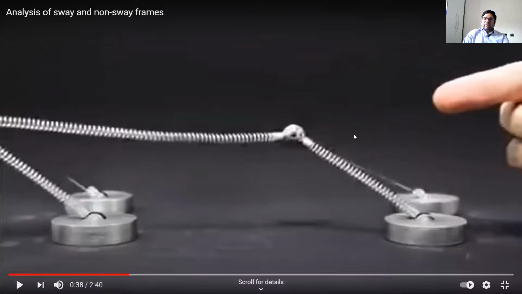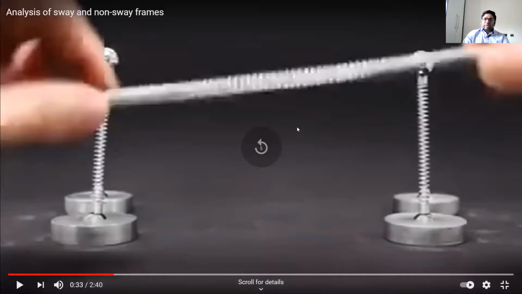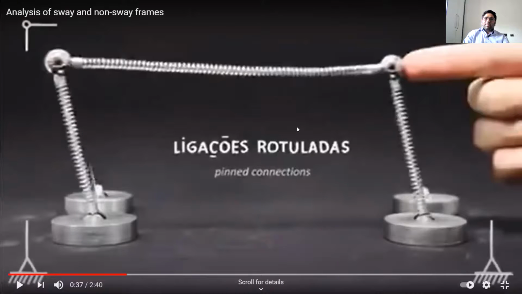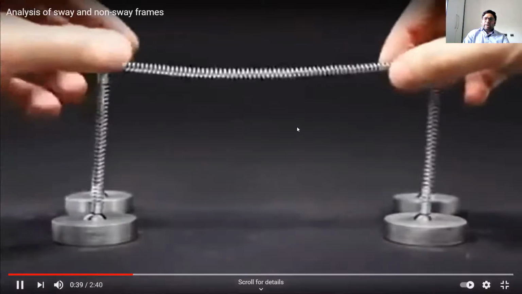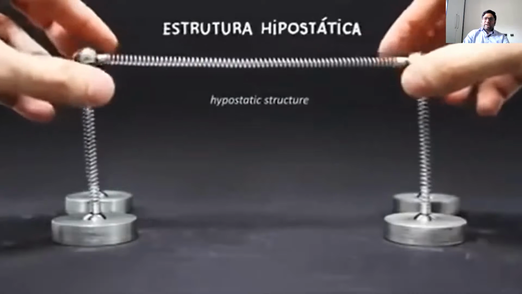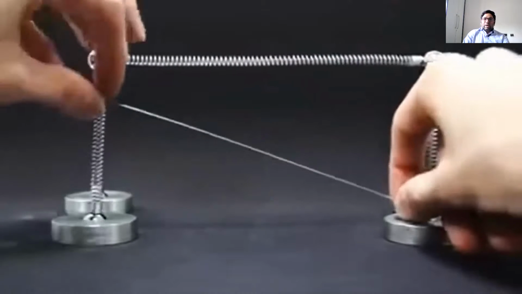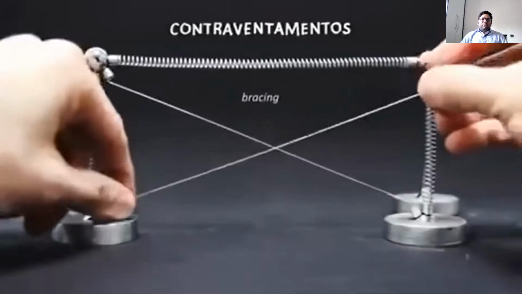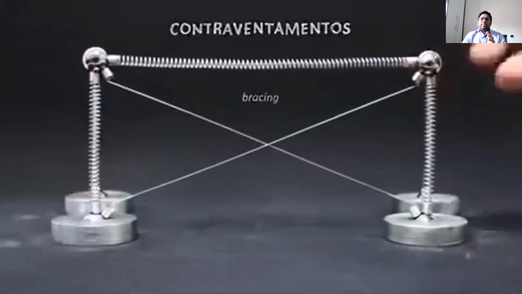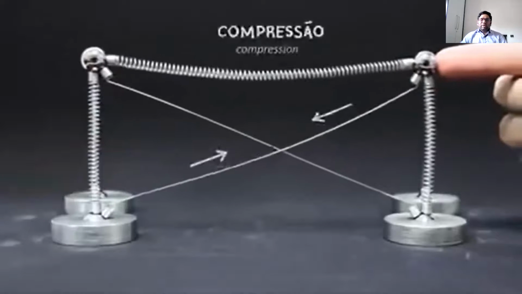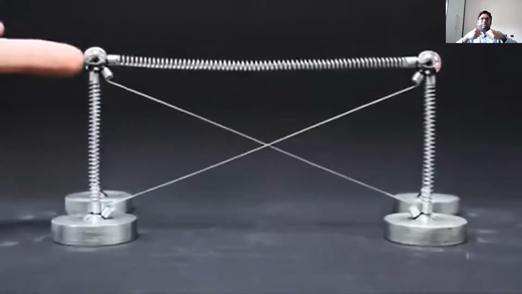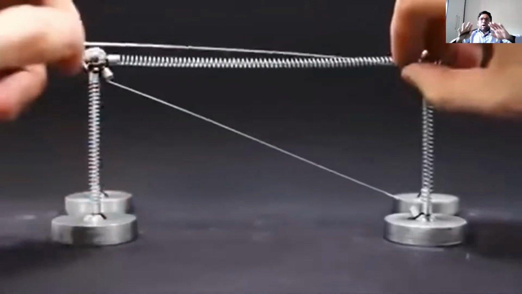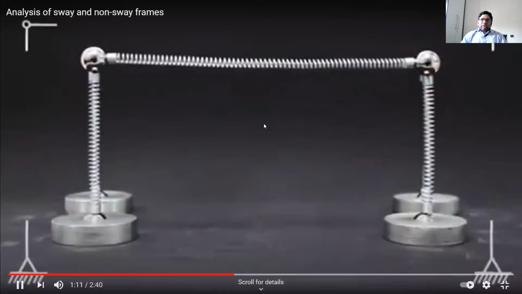Whenever a pinned connection was put and a horizontal force is applied to this frame, see what is happening. The pinned connection is actually falling down. This is called a hypostatic structure, technically. Now he's trying to control that horizontal movement by providing some inclined members, which are called braces. Now you see how it is moving. This is undergoing compression. This is actually a truss kind of behavior that we will see in the coming classes. But now all of you have understood what a pin is.